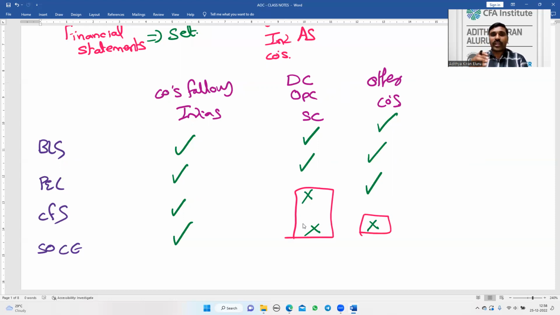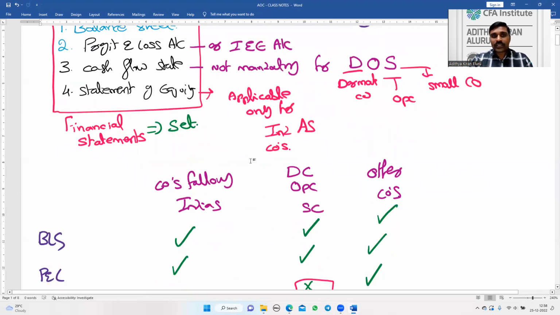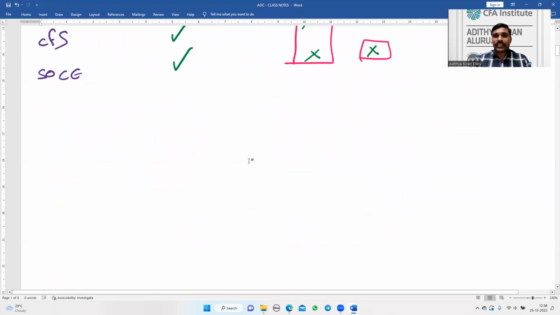Companies following Ind AS have to prepare all four financial statements: balance sheet, profit and loss account, cash flow statement, and statement of changes in equity. Dormant company, one person company, and small company have to prepare only the balance sheet and profit and loss account. Other companies have to prepare the balance sheet, profit and loss account, and cash flow statement. So these are the four components of the financial statements.